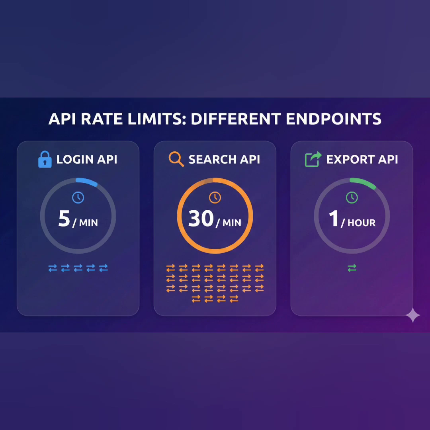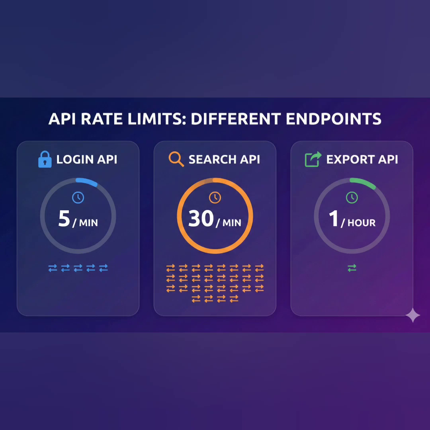Also, consider who you're rate limiting. IP-based limiting works for public endpoints, but authenticated endpoints should limit by user ID or API key. This prevents one user's script from affecting others behind the same corporate proxy or NAT.